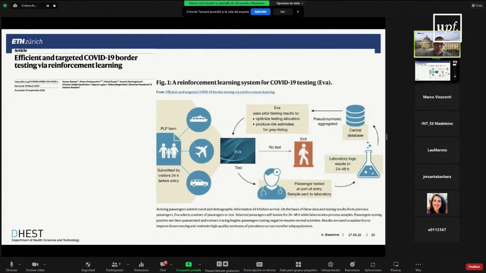And here you have another example. This is an algorithm that was used in Greece to screen for incoming passengers who would be more at risk of carrying the infection into the country. So this algorithm basically triages passengers for testing and self-isolation upon entering the borders of Greece. So this is something that was actually used for real.